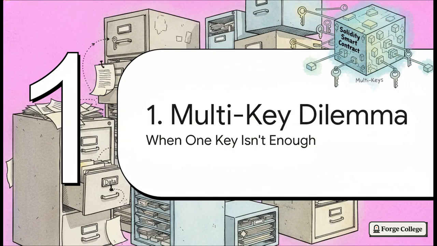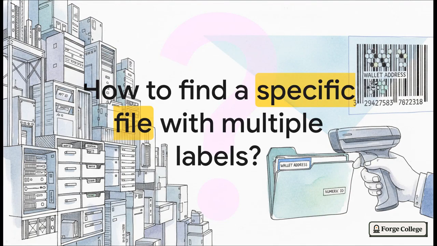Section 1. The multi-key dilemma, when one key isn't enough. Okay, so think of your standard single key mapping like a simple filing cabinet drawer. You stick a label on a file, you pull it out, and boom, there's your data. Super efficient, right? But as your decentralized apps get bigger and more complex, that single drawer is literally going to start overflowing.